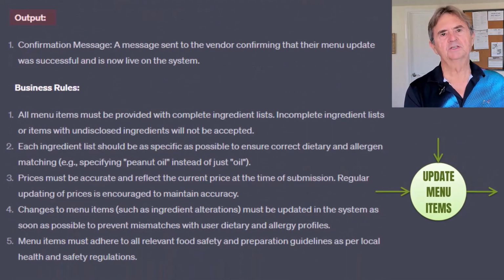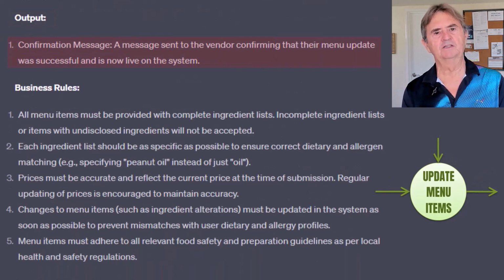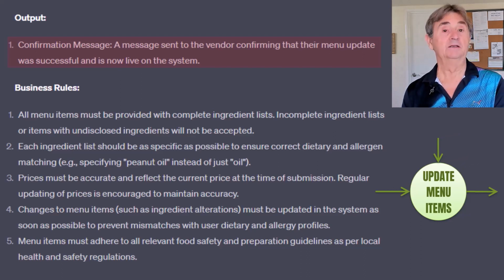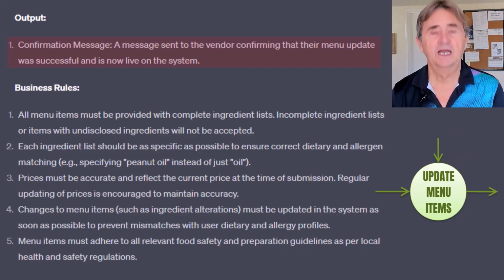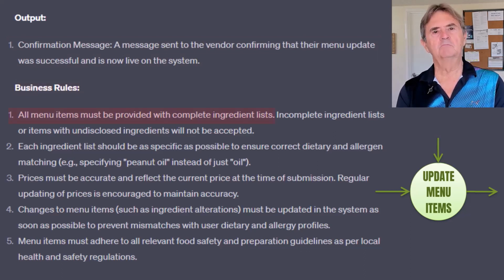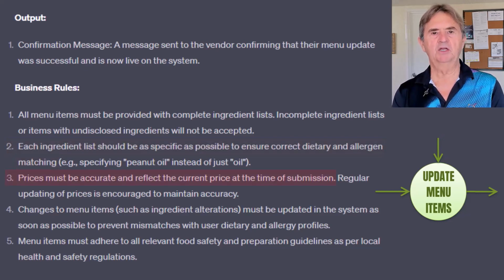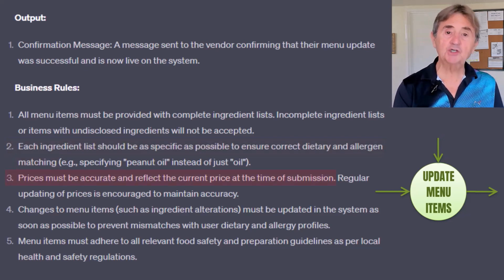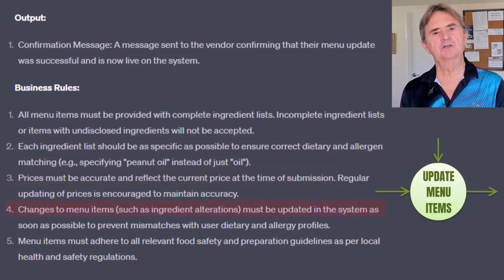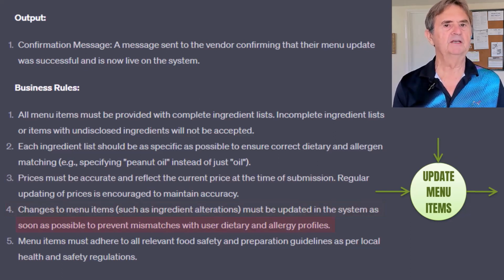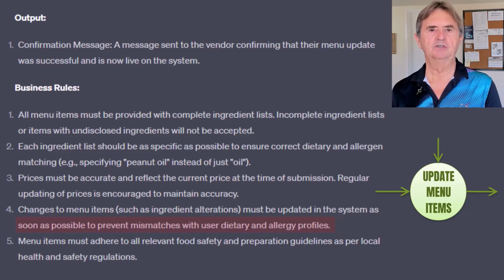The only output is the confirmation message, a message sent to the vendor confirming that their menu update was successful and it's now live on the system. It also mentioned the fact that you have updated the database with new items in there as output. Business rules. All menu items must be provided with complete ingredient lists. Each ingredient list should be as specific as possible to ensure correct dietary and allergen matching. Prices must be accurate and reflect the current price at the time of submission. Changes to menu items, such as ingredient alterations, must be updated in the system as soon as possible to prevent mismatches with user dietary and allergy profiles. Really critical.